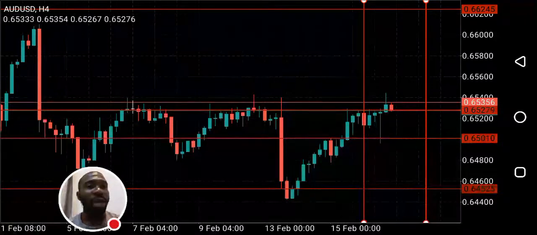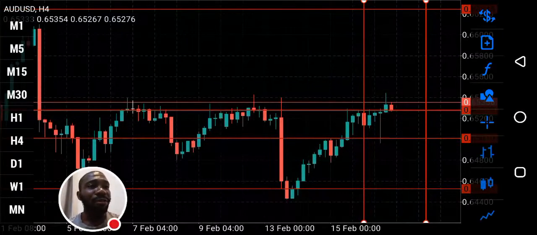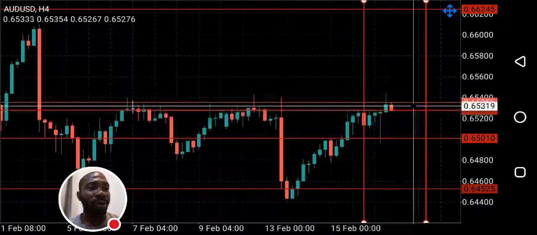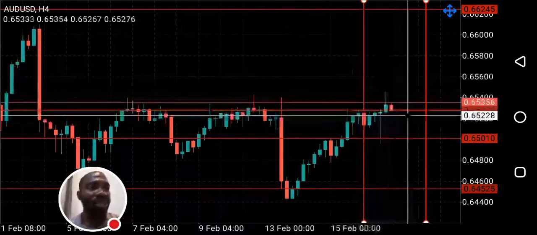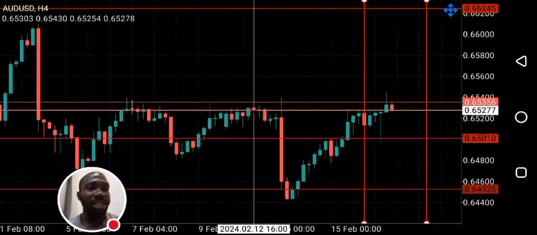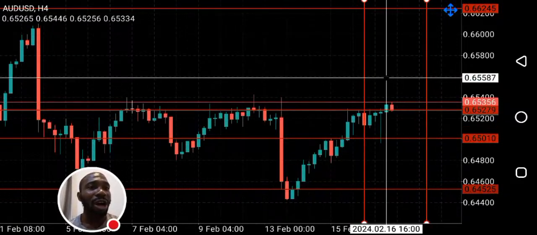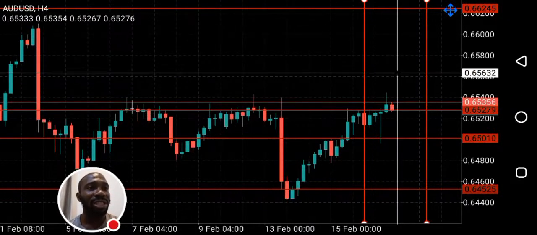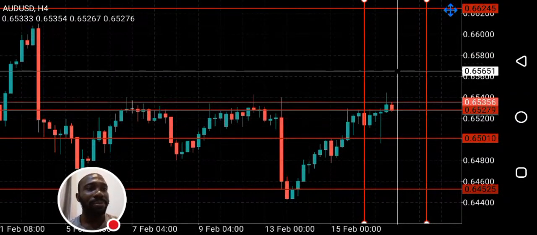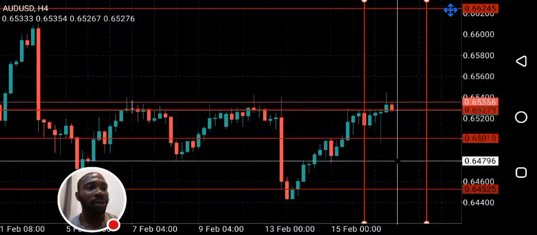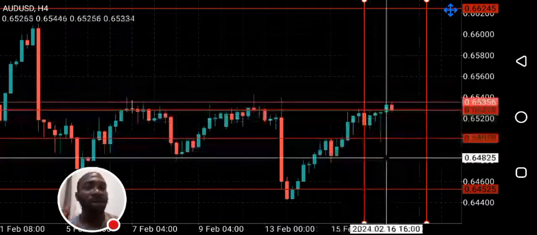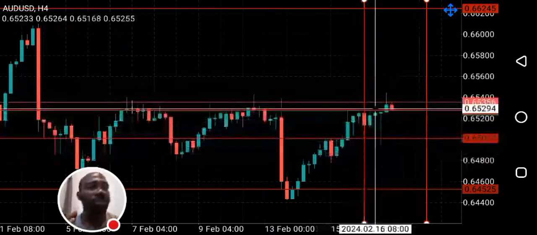So like I said, if you want to buy, wait for resistance. This resistance, you can see it clearly on 4-hour. If a 4-hour candle closes above this resistance, you want to buy. Okay, so that's my take on Australian dollar USD.